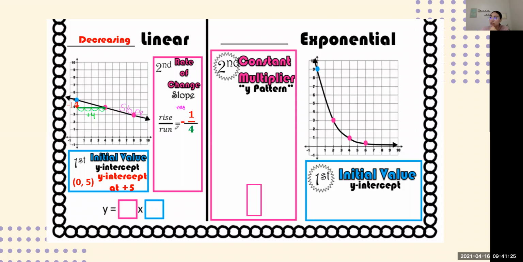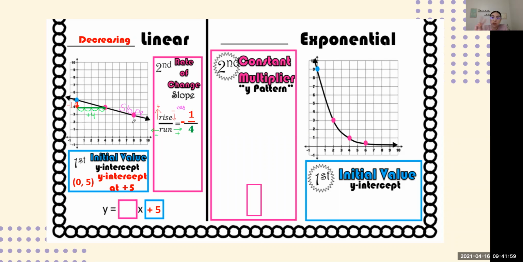Just remember your directions for run. When we're going to the right, that's positive. When we're going to the left, that's negative. When we're coming up, that's positive. When we're coming down, that is negative. But you need 2 points. So on this graph, you would have to get 2 points and ask yourself, how do I get from one point to another? But always remembering rise is on top and run is on the bottom.